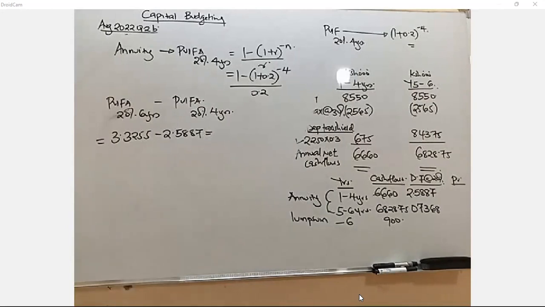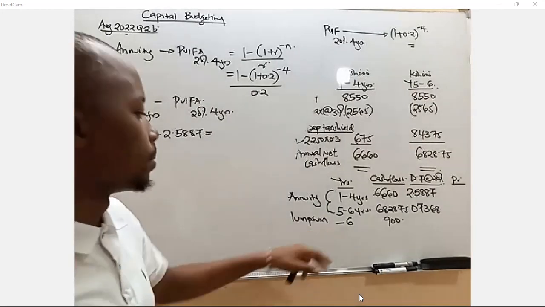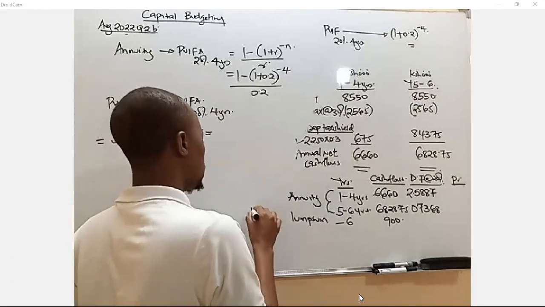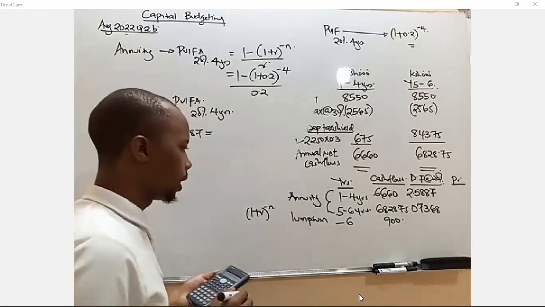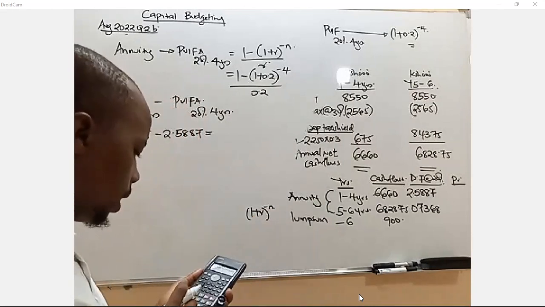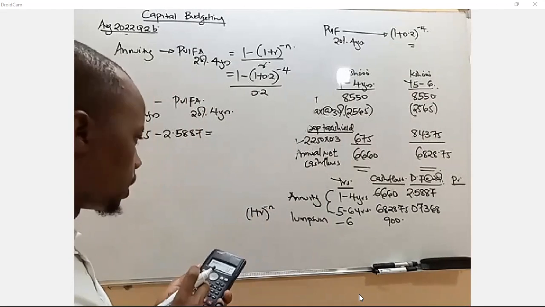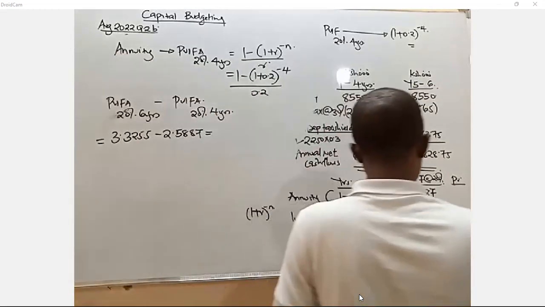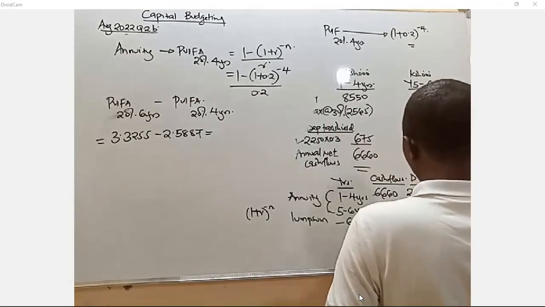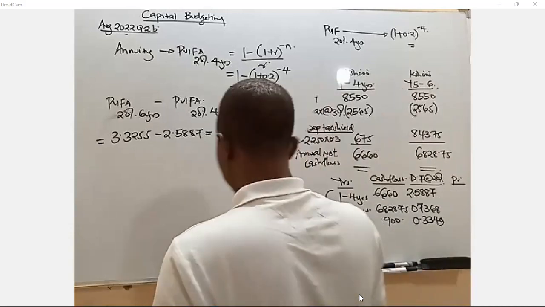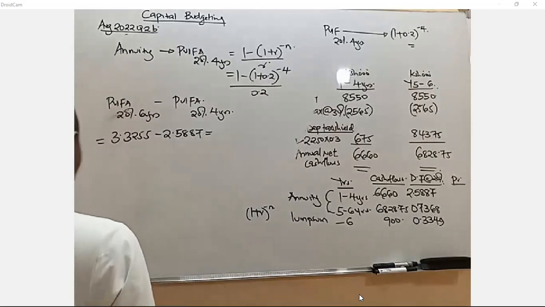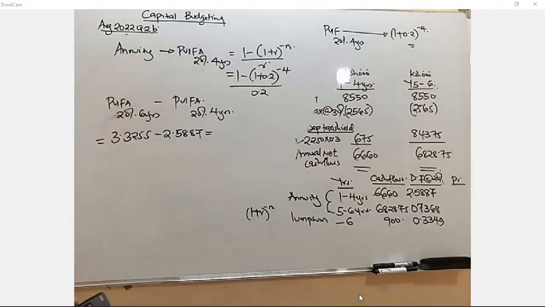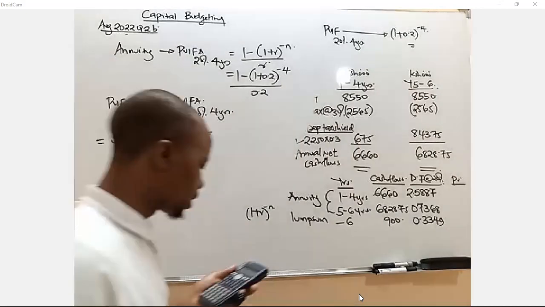Now, after you get all that, what we are supposed to do now is to determine the lump sum. And you remember we have already worked out the lump sum, which is 1 plus R raised to negative N. It will be simple by taking 1 plus 0.2 raised to power negative N, which is 6. We are getting 0.3349. Then you take your cash flows and multiply by the discount factors. The first one will be 6660 multiplied by 2.5887.